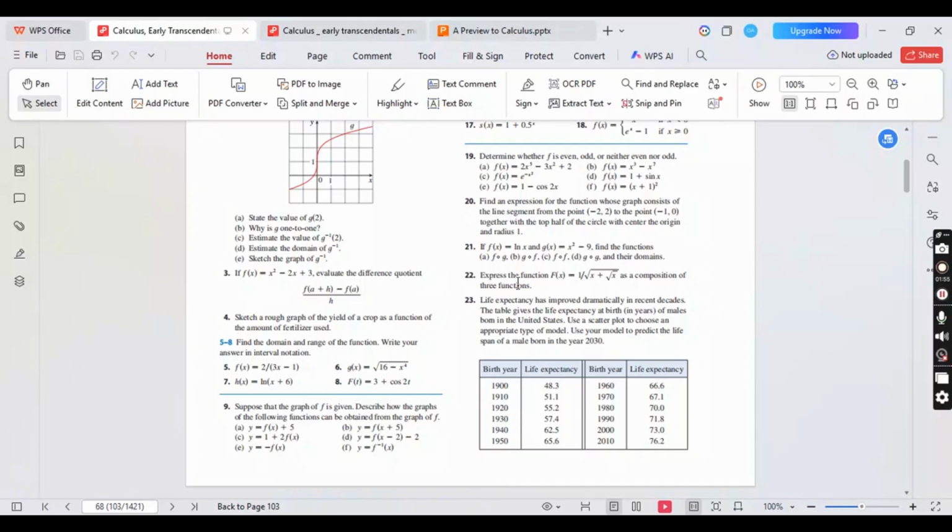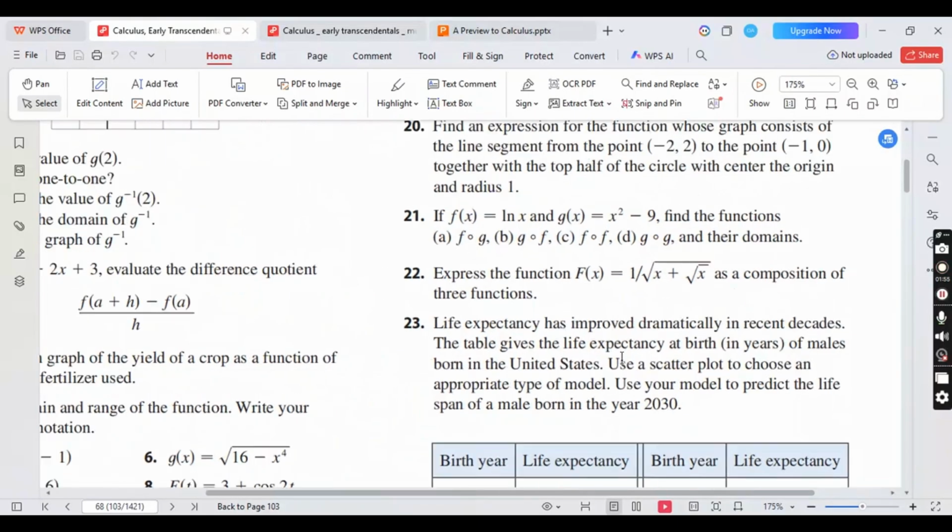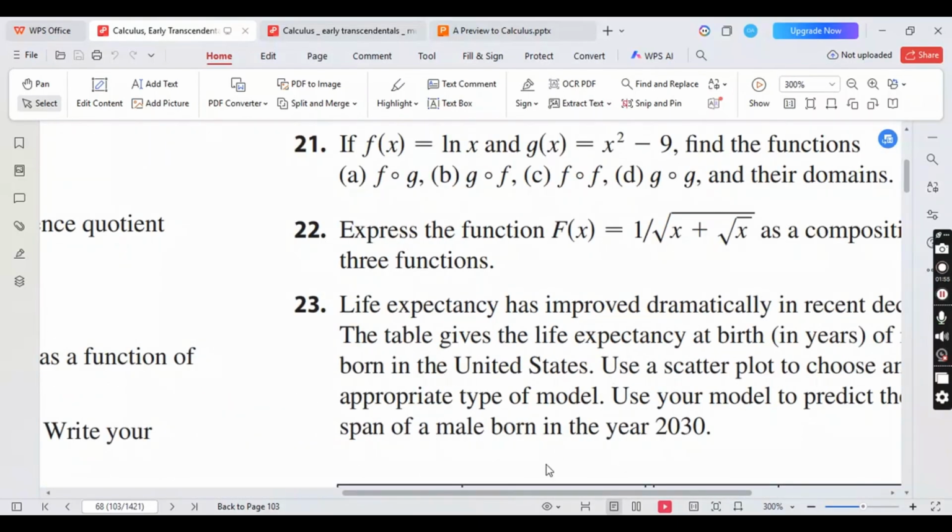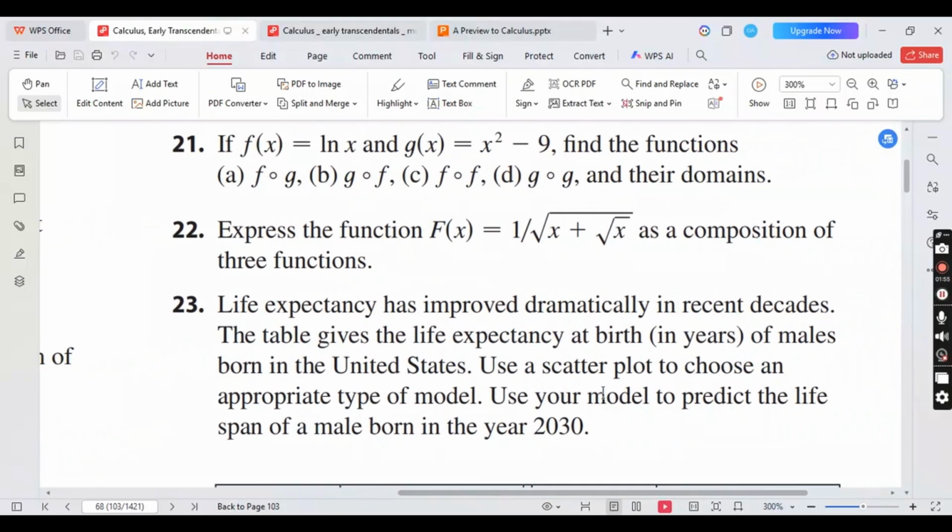Try number 22. Oh, like right now? On the spot. Okay. Give me a second. I had packed away my stuff when you said we were in here. Oh, sorry.